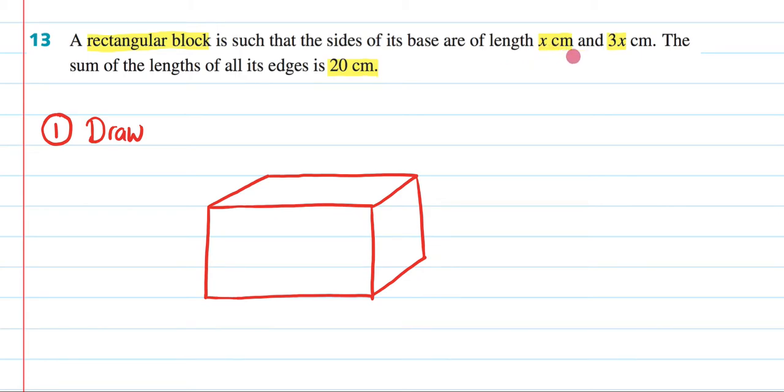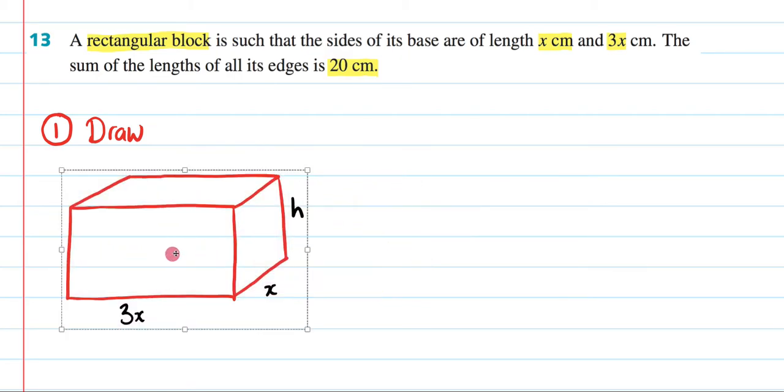The base has a length of x centimeters and 3x centimeters. So the longer one we'll obviously call 3x. The shorter one we'll call x. So these are the lengths of the base. Now for the height, we're just going to call it h because we haven't been given anything to denote that. So we have drawn it. Fantastic. Let's just move it over to the side a little bit here.